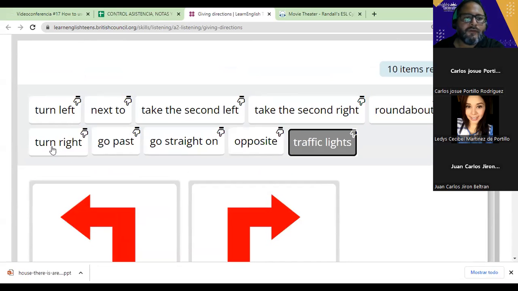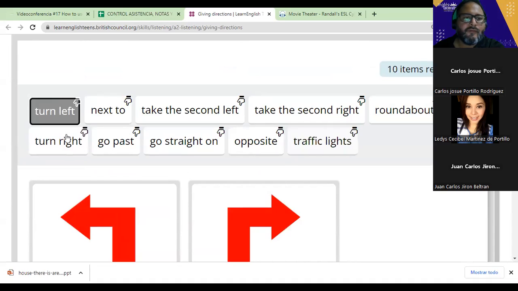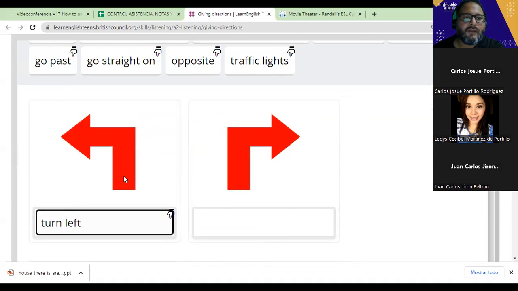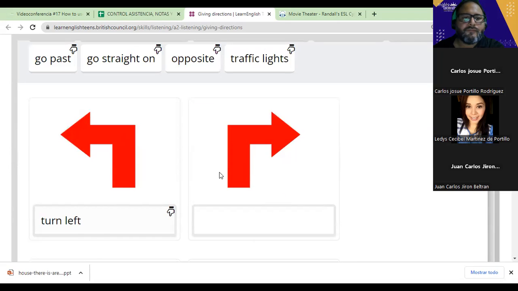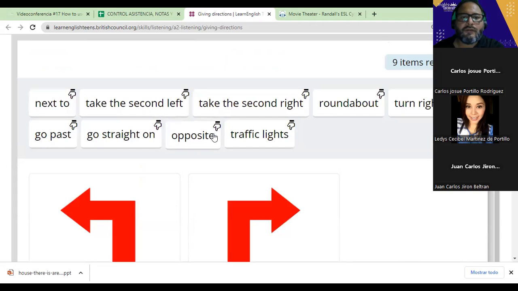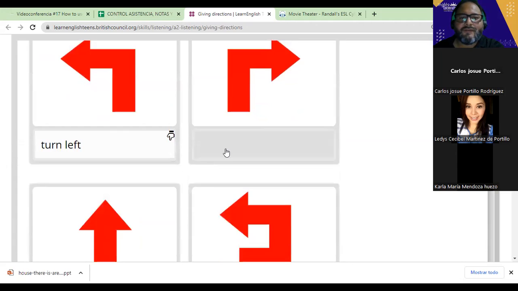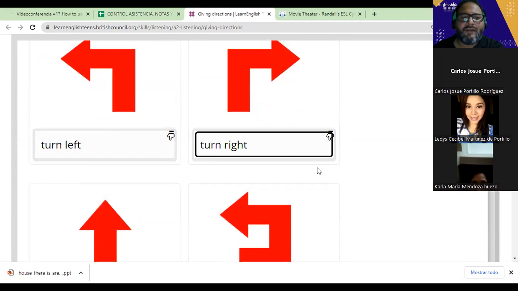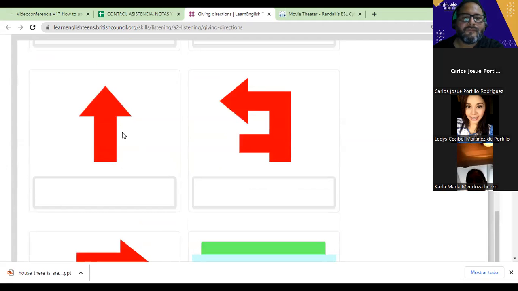Turn left. Let's see. Turn left belongs to this one, right? What about this one? Turn right. It is hidden, right? Yeah, turn right. It belongs to this one, right? Then, what about this one, people? What's the instruction for this?